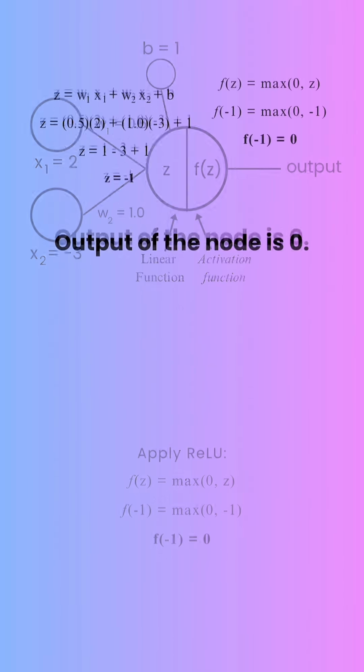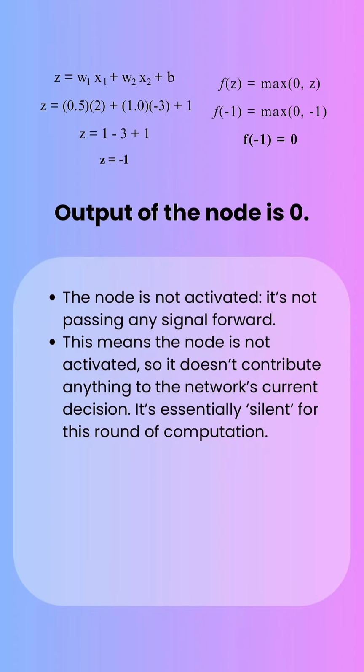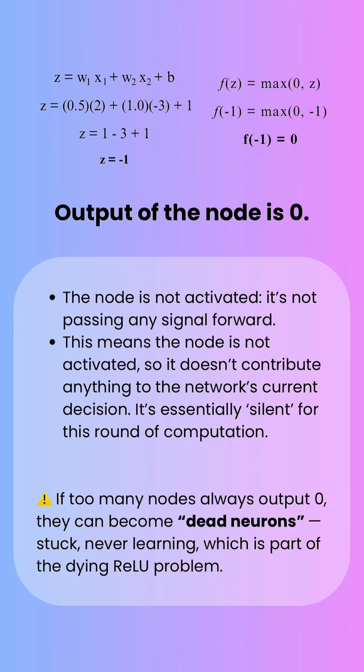For this example, this means that the node is not activated, so it doesn't contribute to the network's decision. So when this node outputs 0, it stays silent and no signal moves forward. That's fine in small doses, but if too many neurons keep going dark, your network stops learning. That's the balance ReLU brings. It's simple, efficient, but not without risk.